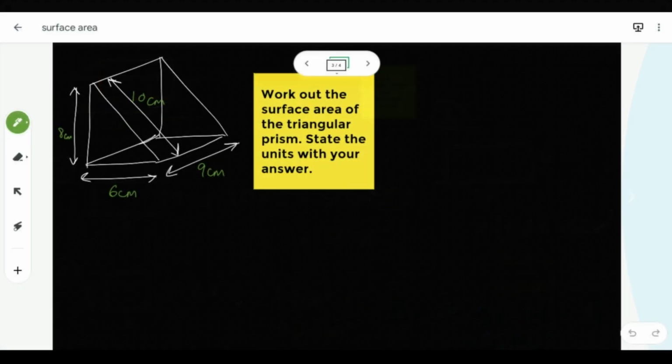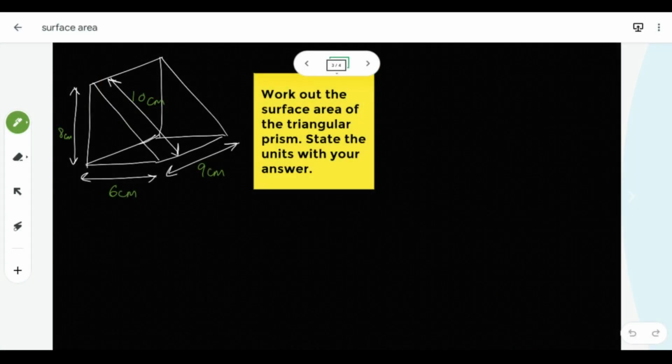This next question is on a triangular prism. To work out the surface area, it's pretty much the same as in the previous question. However, you have a triangular side. So one triangular side on this side and one triangular side on this side. Now, to calculate the combined area, all you need to do is calculate your area of a triangle and then times that by 2 because you have 2 here.